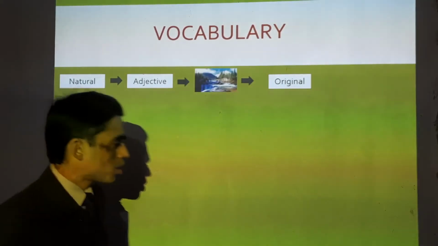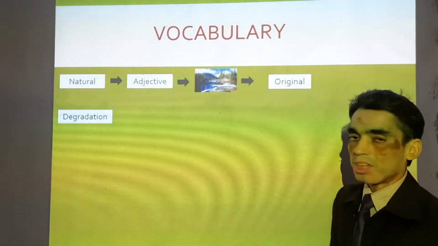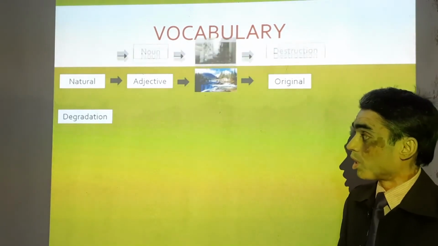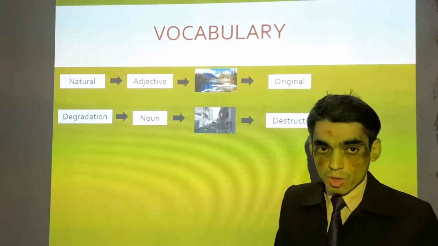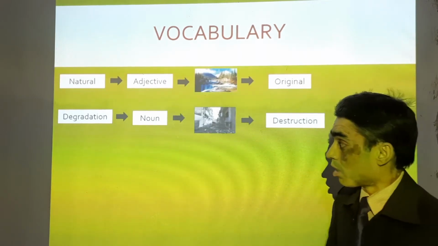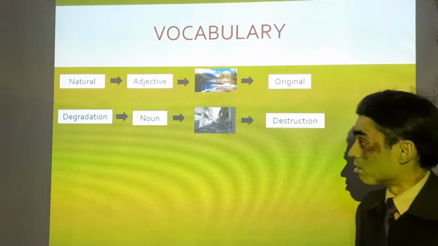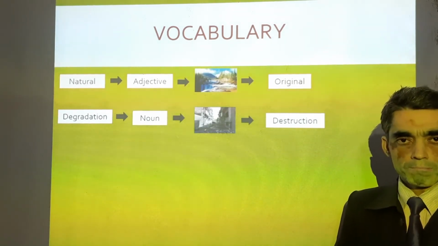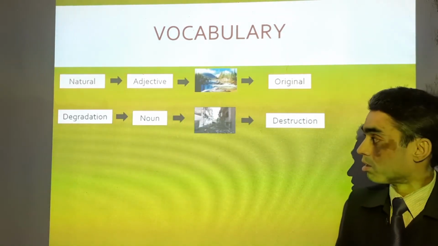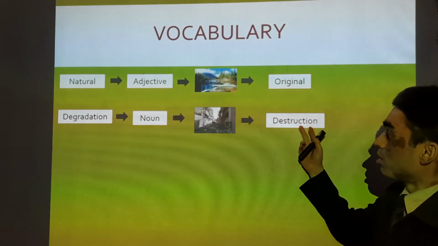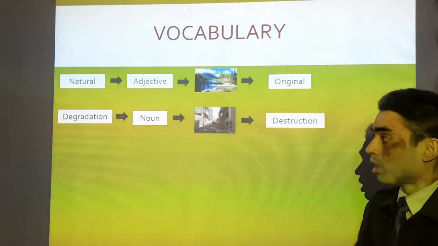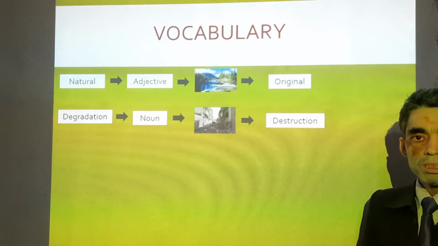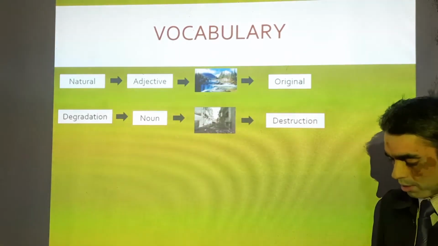Next one, this is degradation. So what does the word degradation mean? The word degradation in this context, in this passage, is a noun. And you see the picture, degradation means damaging something, destruction of something. And this is called destruction. So degradation means destruction, damaging, that means loss of something.